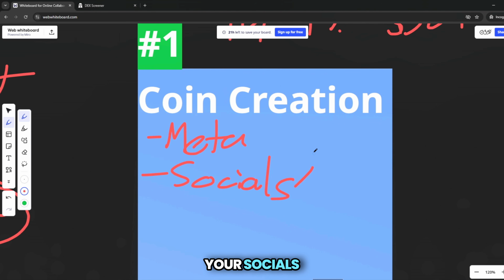So make sure your socials are good. Make the website look nice. Make the Telegram work. Make the X account active, and you will get more buys, I promise you.